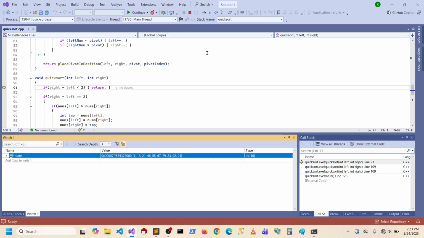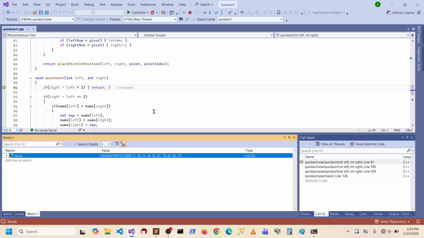So if right minus left is, I mean, that's all it's going to do. Right is 9. Yeah. Wait, what is that? No, right is 9, left is 8. Yeah, and then pivot is that. So pivot's 83, right, left. Yeah. These need to be swapped.